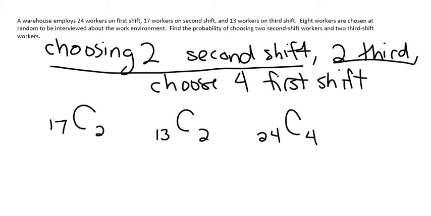Now what do we do with these? The fundamental counting principle would tell us to multiply these together. Again, these are very large calculations, so what I would recommend is going back to that scientific calculator and let's enter this into our scientific calculator.